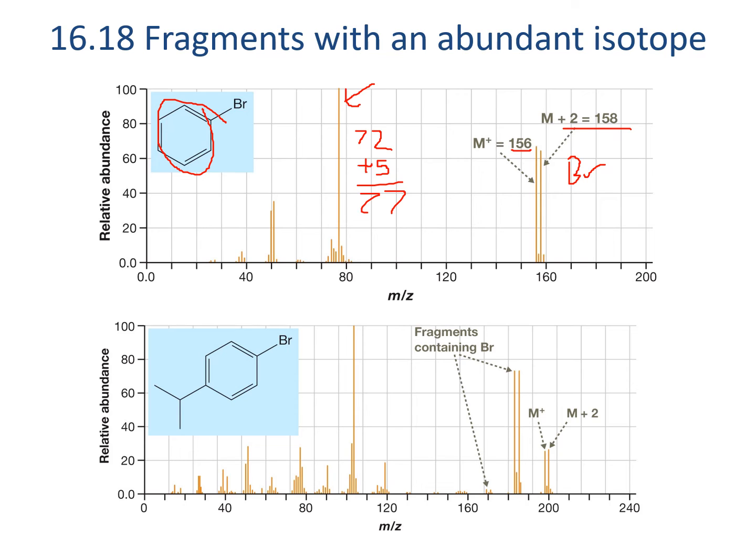Notice that we still have that same peak down here, but we also have an added isopropyl group, so that's our base peak if we have the 77 plus all the mass from the isopropyl group.